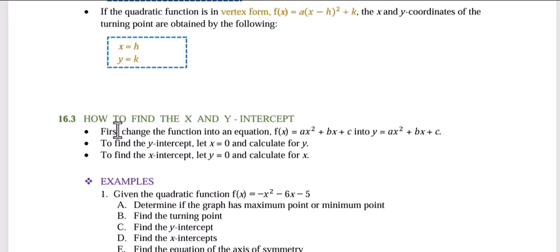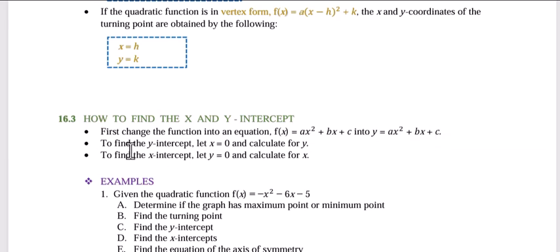All right, so how to find the x and y intercept? We need to first change the function into an equation of the form y is equals to ax squared plus bx plus c.